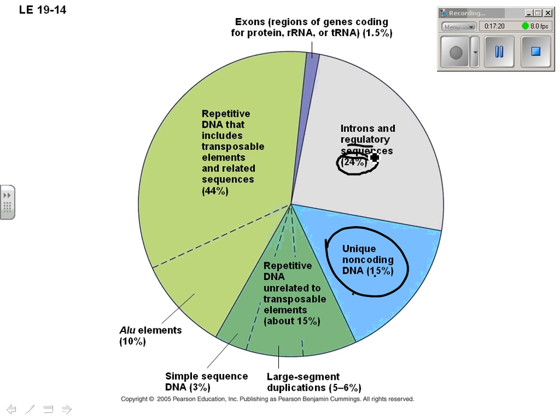Repetitive DNA that includes transposable elements. This means elements that can be flipped around, moved from place to place, but don't really do anything else, 44%. Total repetitive DNA, 44 plus 15, is about 59% of your DNA is repetitive. And exons, the part that's encoding for something, 1.5%. So where did all the rest of that come from? Years and years of DNA of organism development.